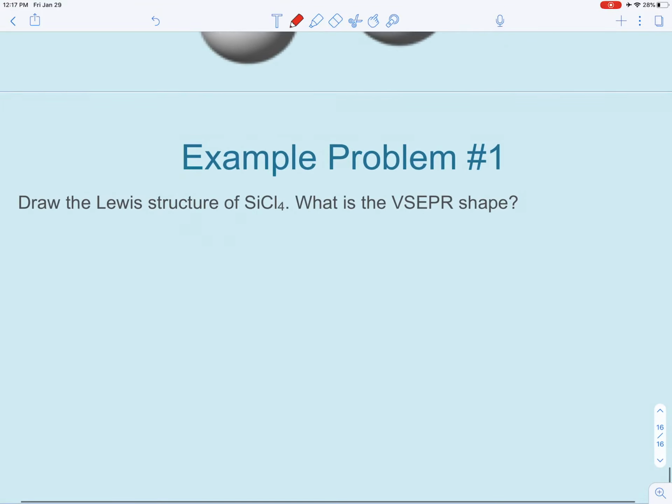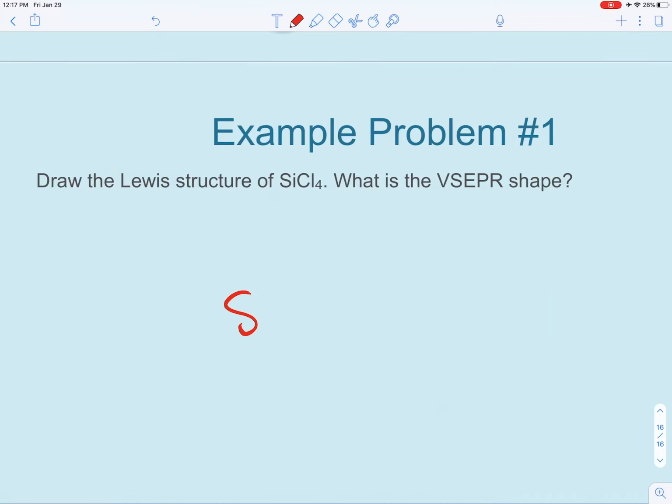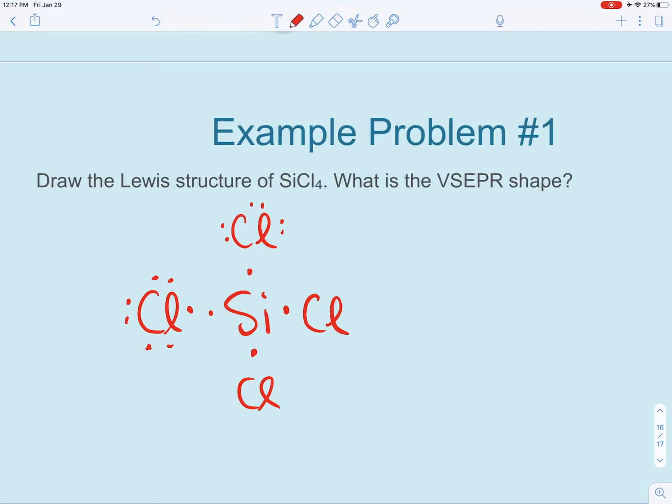Okay, so what you're going to be doing moving forward is you're going to be drawing the Lewis structures like we've been drawing. And then you're going to predict the shape. So silicon has 4 valence electrons. Each chlorine has 7.